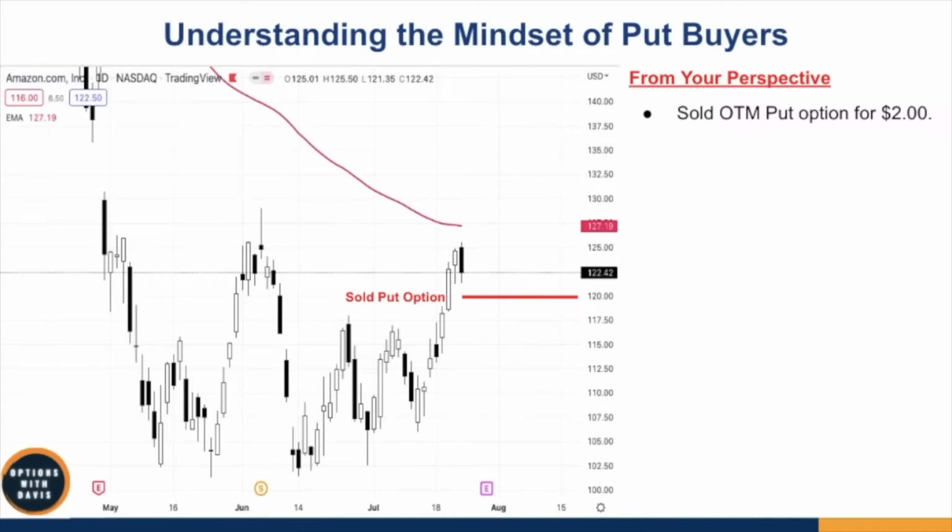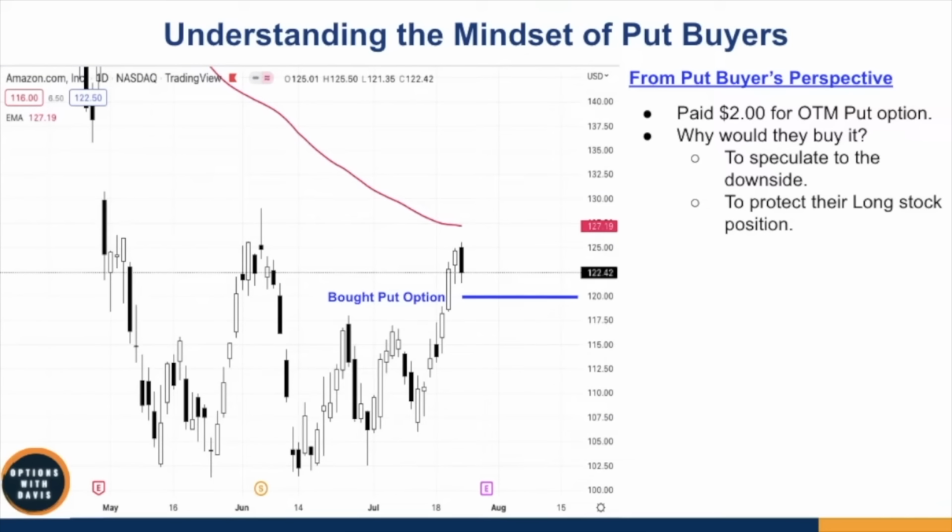So here's what we're going to do. We're going to try and put ourselves into the mindset of the put buyers, and from there we're going to understand whether we're going to get assigned. From the put buyer's point of view, we're going to see whether we're actually going to exercise this put option. So for example, you sell a put option here. Say $120 is the place where you think that the market will continue to go up. Just as an example, we're going to sell a put option at 120. So you sold an out of the money put option for $2.